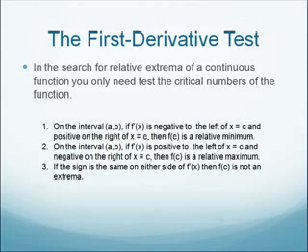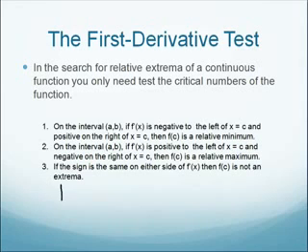Now let's talk about the first derivative test. When you're looking to find the relative extrema of a function, you need to look just at the critical numbers of the function. So remember, the critical numbers are where we find the first derivative and it's equal to 0 or it's undefined. Well, let's take a look at the first one. It says on the interval a to b, if the first derivative is negative to the left of c and positive to the right of c.